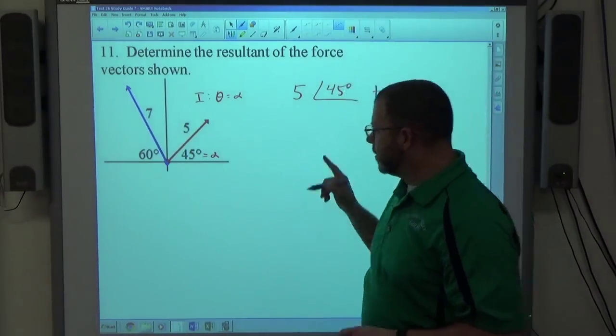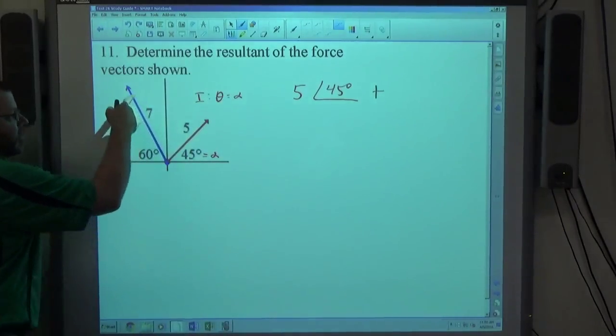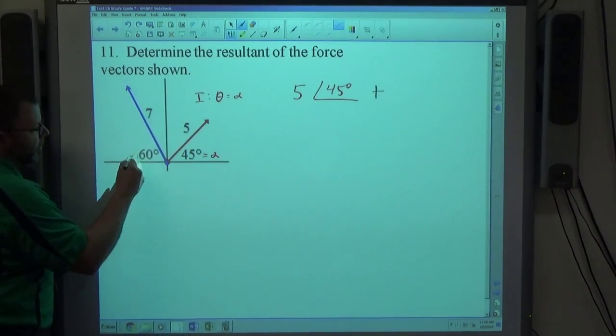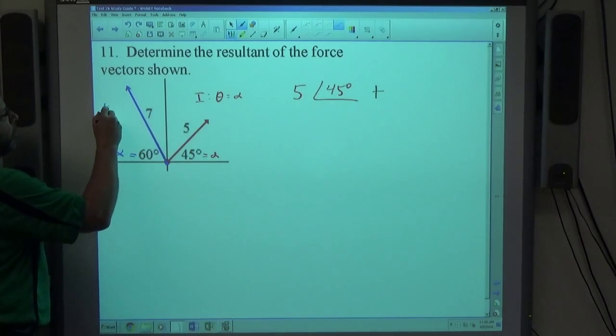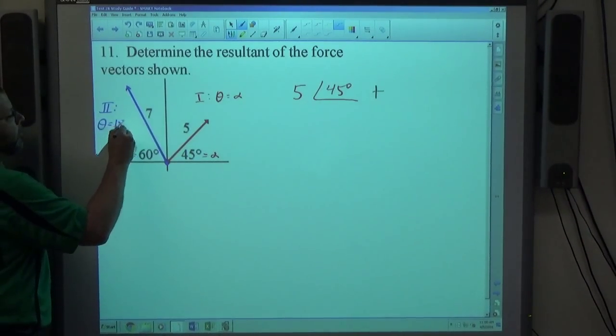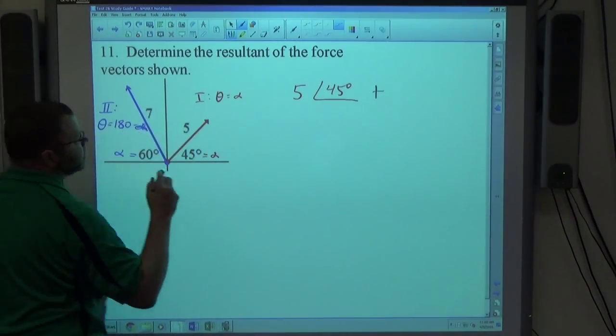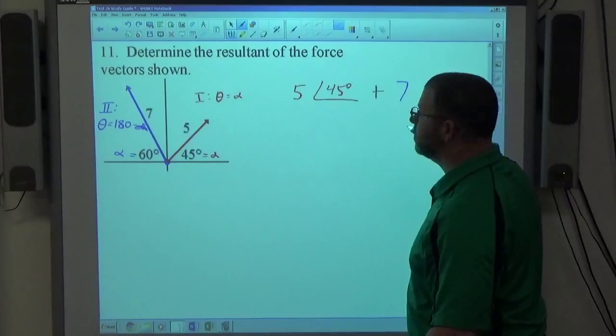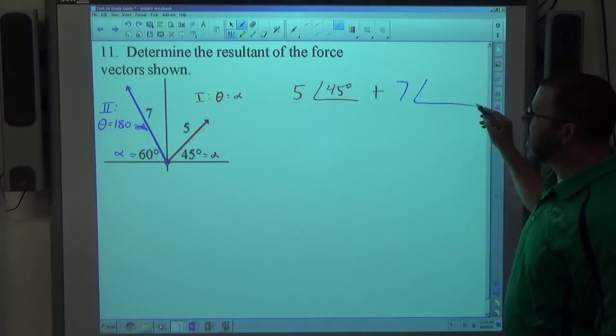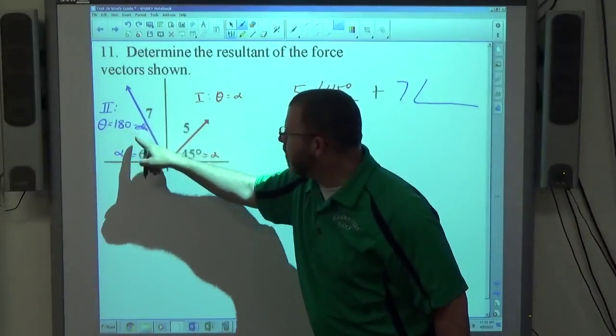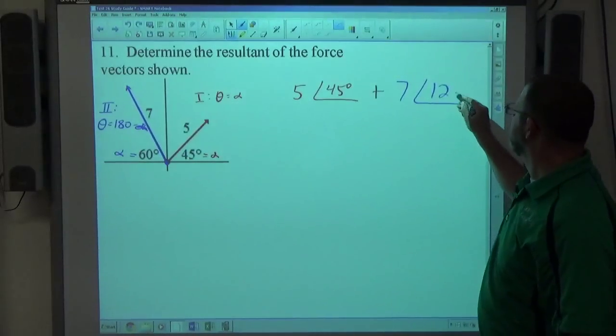Looking at the blue vector, its magnitude is 7, its angle is 60 degrees, which again is alpha for that. In the second quadrant, because that's where it's at, theta is equal to 180 minus alpha. So in this case, the magnitude of vector 2 is 7. Its angle is not 60 degrees, it's 180 minus 60, so it's 120 degrees.